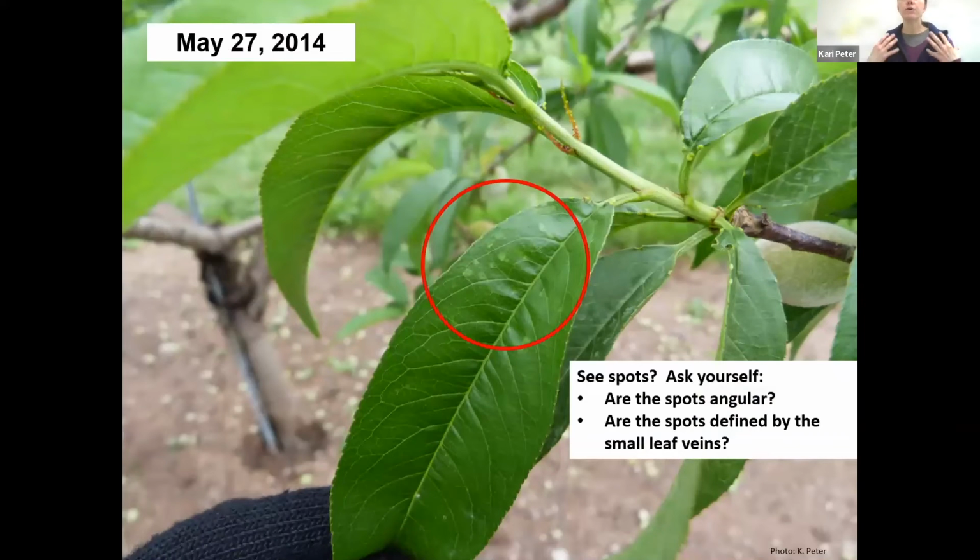Now, as far as seeing early disease symptoms, this was in late May of 2014. I circled here and saw spots. If you see spots on the leaves, ask yourself, what are the shapes of those spots? Are they angular? Do they follow the veins? If they do, that is early bacterial spot. They may be light green and water soaked. That's bacterial spot, so this is an early stage of the disease.